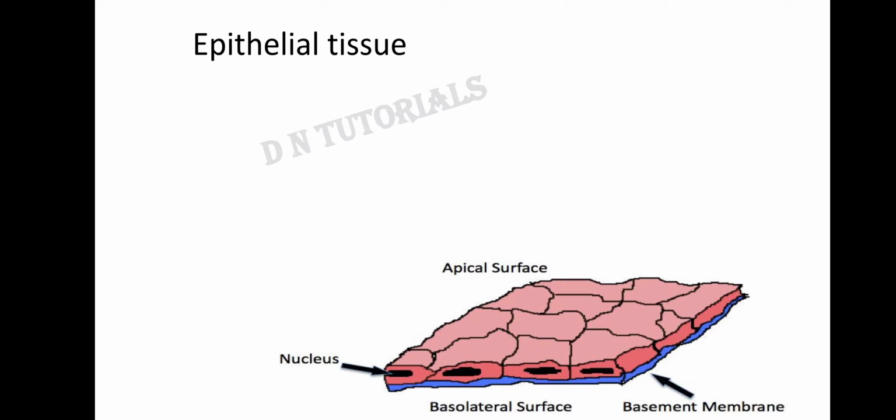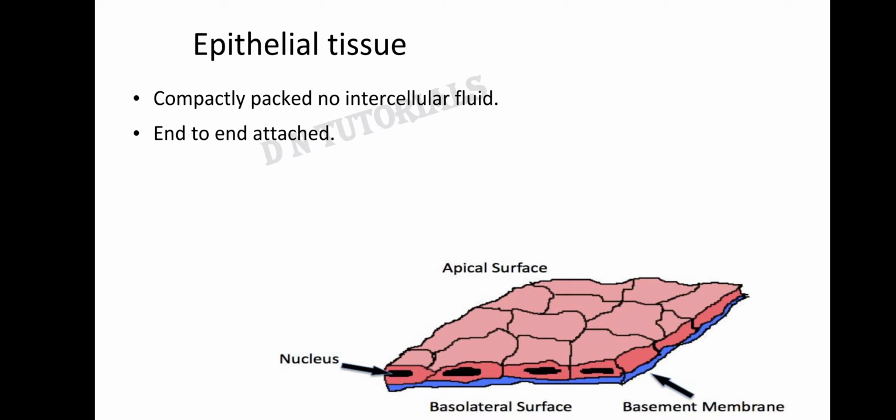So first, let's learn about the epithelial tissue. Epithelial tissue or epithelium is a compactly packed structure. The cells are packed without any intercellular fluid. There is neither the presence of fluid nor the presence of spaces. So there is no intercellular fluid and no intercellular space in between them. The cells are attached end to end without any spaces.